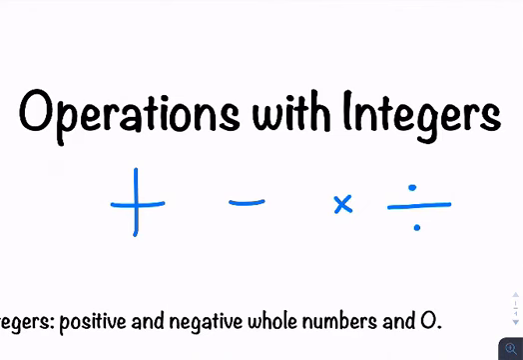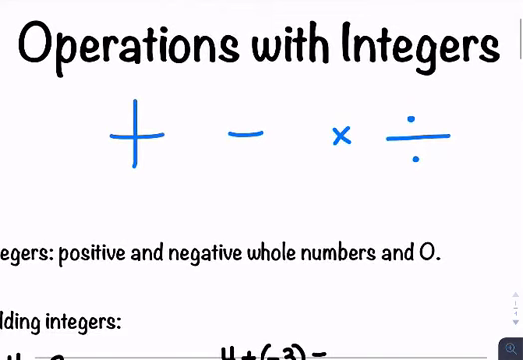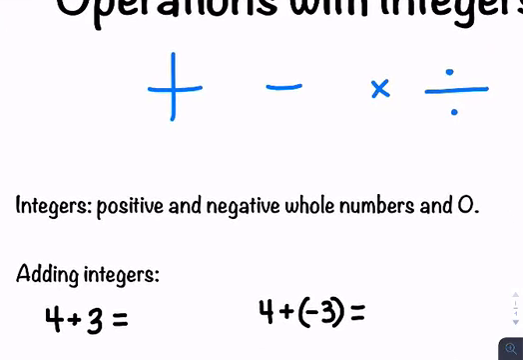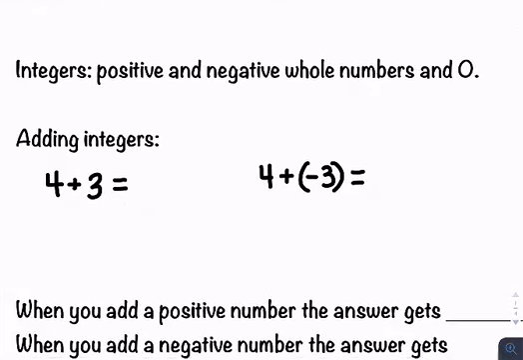All right, so this is operations with integers: adding, subtracting, multiplying, and dividing. So integers are our positive and negative whole numbers and zero. So any positive number, any negative number, that is a whole number. So like negative 100, negative 5, 0, positive 1, positive 6, positive 350. Those are all integers. So we're going to start with adding.